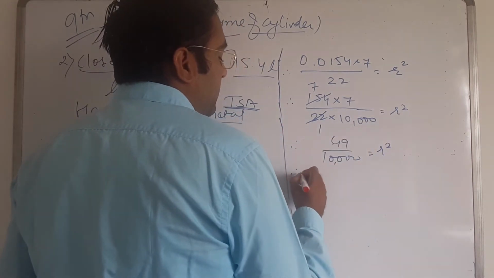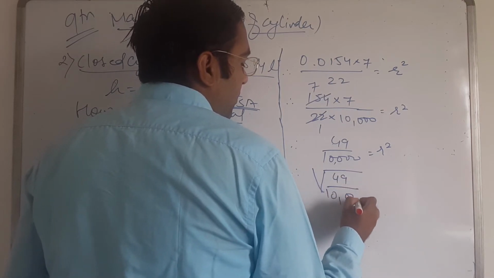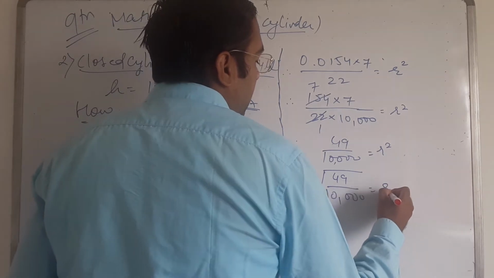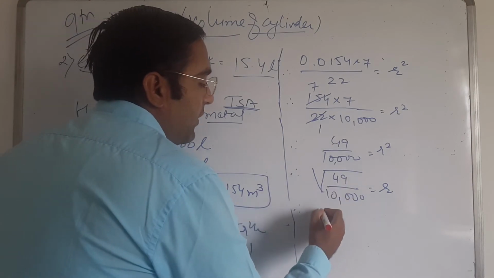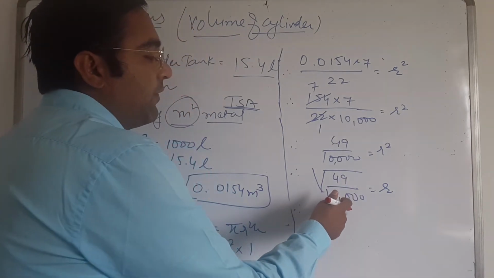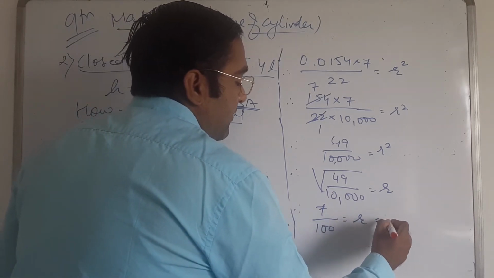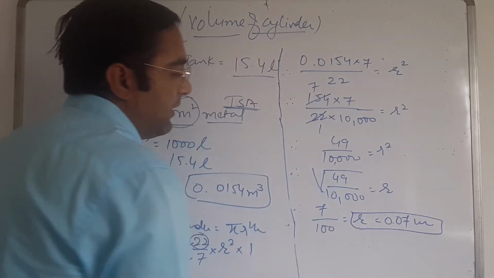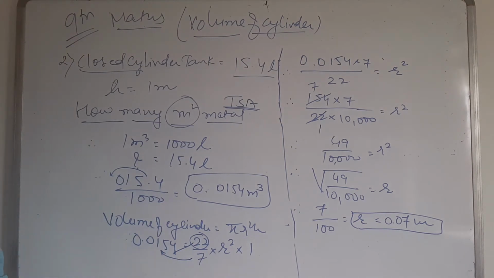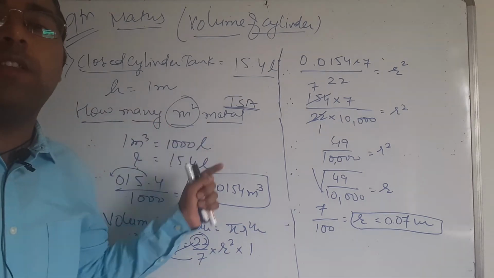Now the square is shifted to the other side, it becomes square root. So the square root of 49 upon 10,000 is my radius. My radius is the square root of 49, that is 7, upon the square root of 10,000, that is 100. Therefore my radius is 0.07 meter. Okay, now we have to find the total surface area of the cylinder.